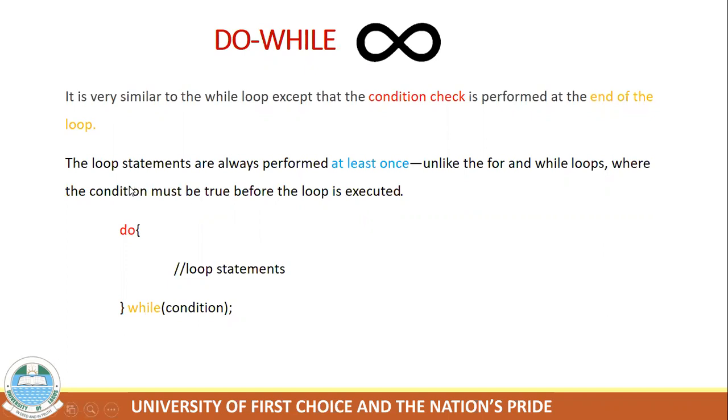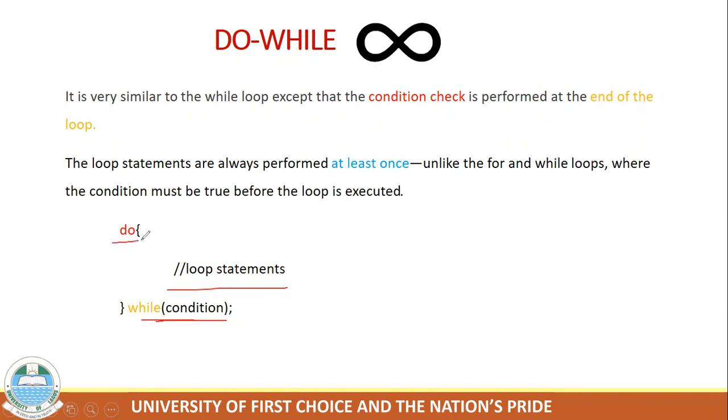So what this invariably means is that the loop statements are always performed at least once, unlike the for and while loop, where the condition must be true before the loop is executed. Look at this do. Look at the word do. Do is more like execute this thing. Execute it. Perform this operation. So it performs this statement before it checks the condition. That's why they call it the do while loop.